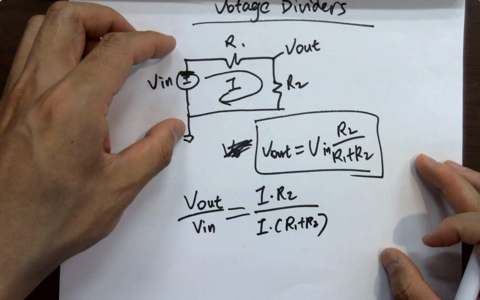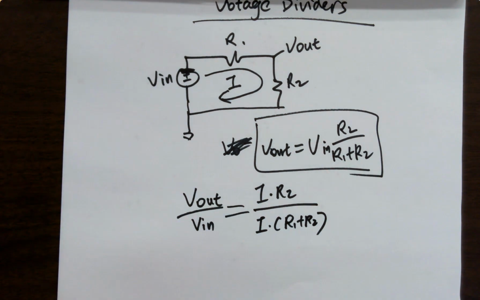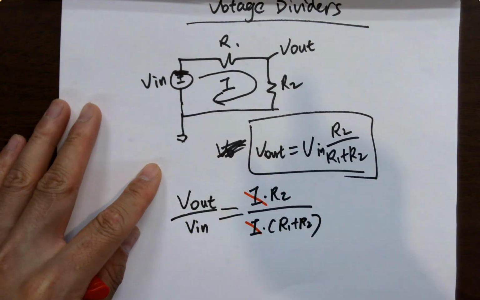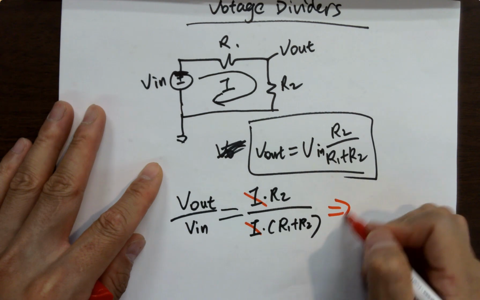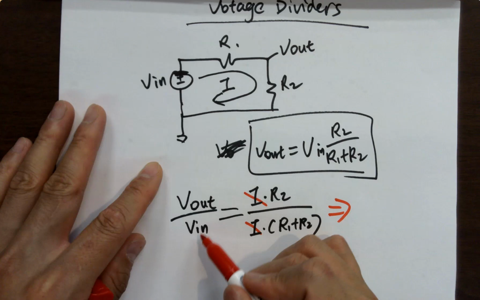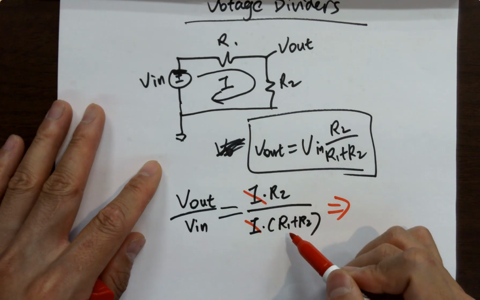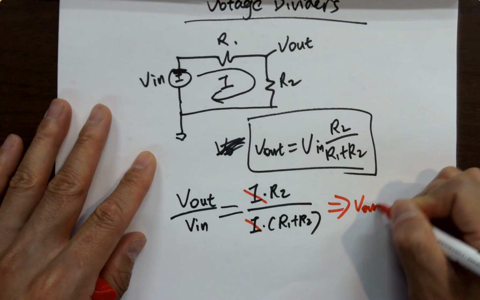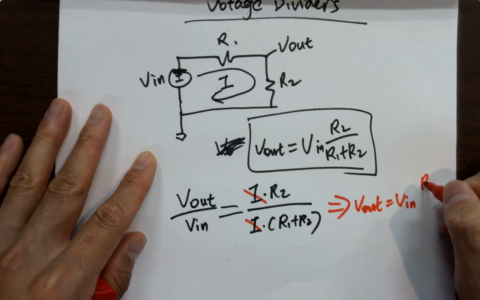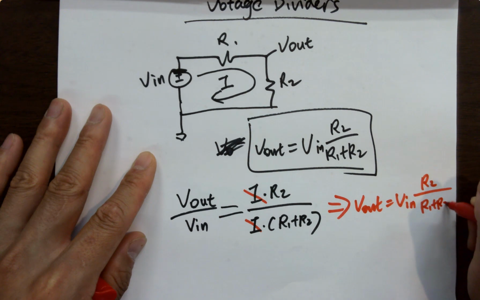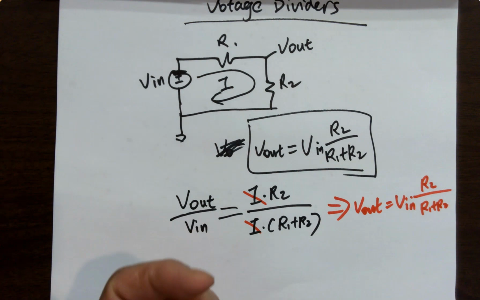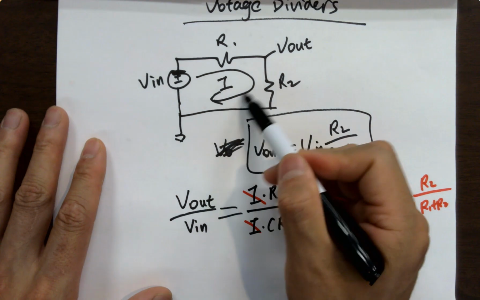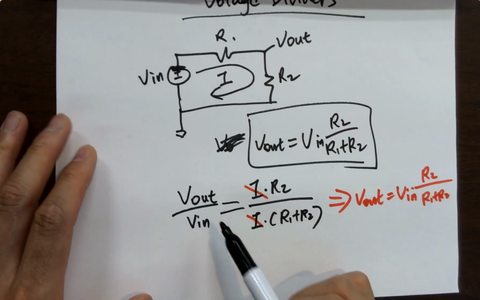So what is getting canceled? I is getting canceled, right? So V out over V in equals R2 over R1 plus R2. If you move V in to the other side, you get V out equals V in times R2 over R1 plus R2. Super useful voltage divider equation, because they share the same current. You can cancel out that current as a step.